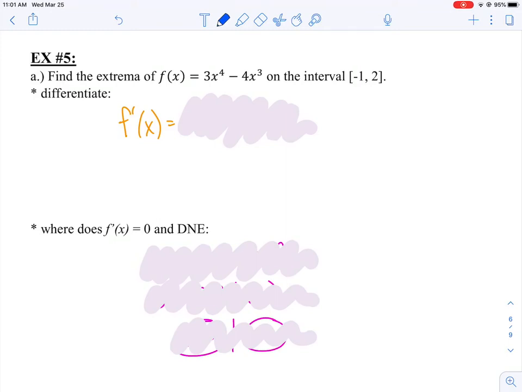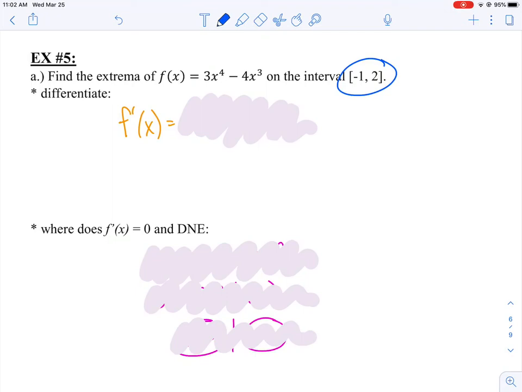Okay, here's example 5 from 4.1. We're going to talk about finding those absolute extrema without a picture. So in number 5a, it asks us to find the extrema, that's the absolute maximum or minimum, of our function, which is 3x to the fourth minus 4x cubed, on the interval from -1 to 2.